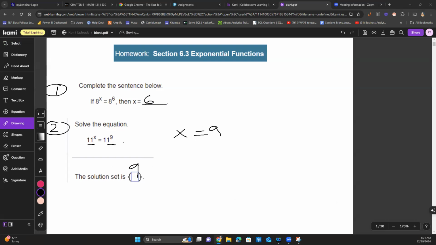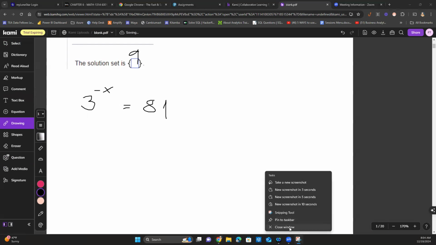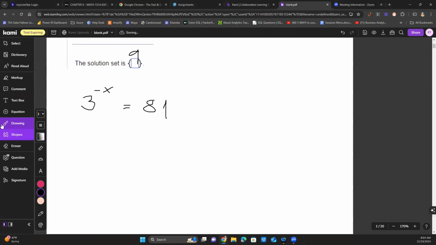For the third question, what I got on my assignment looks like this. For number 3, I got a question like this: 3 to the power of negative x equals 81. So finally here, we see something which is not in the format of question 1 and 2. It's actually a different question this time.